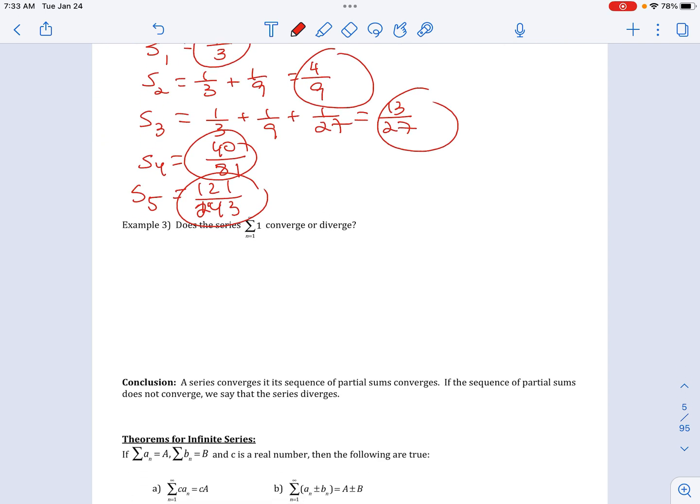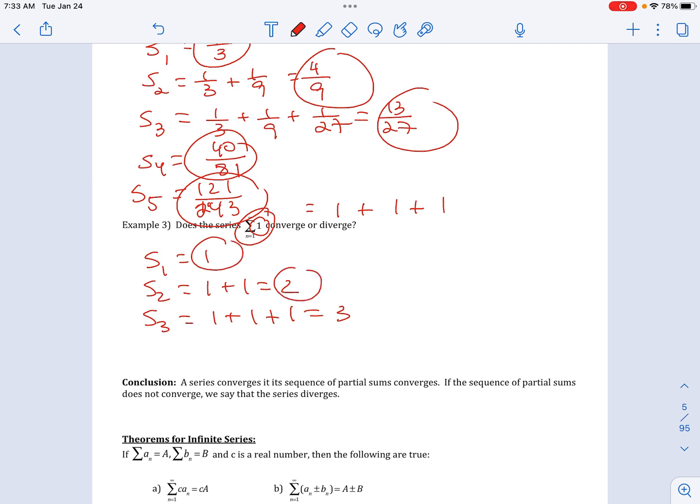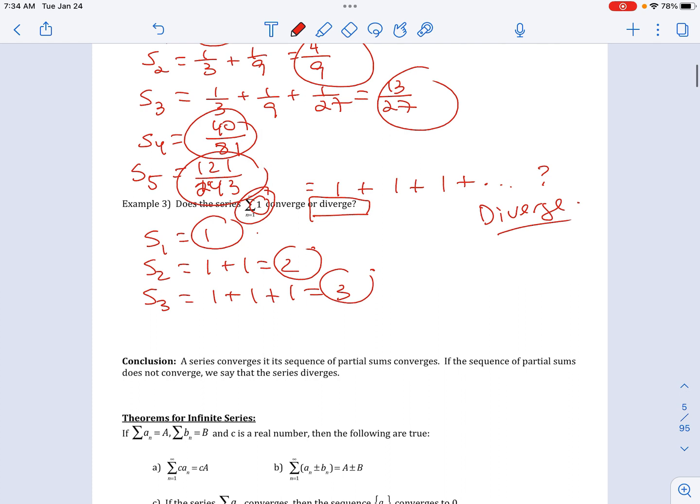Okay, last one here. Let's look at this one. This is really 1 plus 1 plus 1 plus 1, right? It's just 1 every single time. So your first partial sum is 1, second one is 2, etc. So you hopefully see the pattern here. So look at your sequence of partial sums. Now notice these numbers are not approaching any number, they're just going to get bigger and bigger. So for this one, we can definitely say if you add 1 plus 1 infinitely, this is going to diverge. It's never going to approach a value. The numbers are getting bigger and bigger every single time. So again, the idea is that a series converges if the sequence of the partial sums converges. If the sequence of the partial sums does not converge, we say that it diverges.